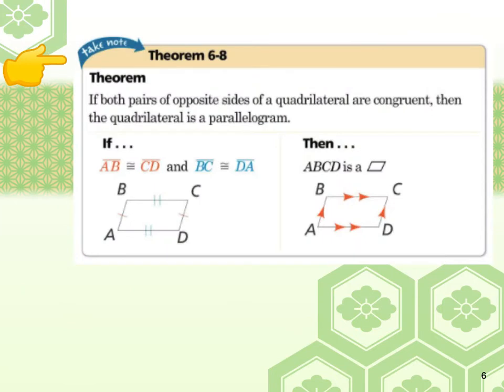So let's have the first theorem, Theorem 6-8. If both pairs of opposite sides of a quadrilateral are congruent, then the quadrilateral is a parallelogram. So in this case, since side AB is congruent to side CD and side BC is congruent to side DA, therefore ABCD is a parallelogram. So meaning to say, opposite sides are also parallel.